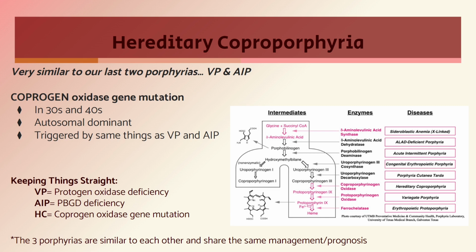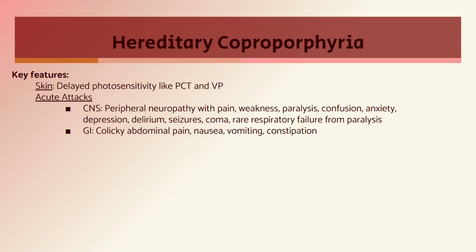This is an autosomal dominant mutation as well, triggered by the same things. So keep those drugs in mind that we mentioned with VP and AIP, as well as the other findings. They all share the same management and very similar prognosis, as well as the skin findings. HCP can actually have a delayed photosensitivity, so that's what throws it differently from AIP and makes it more similar to VP. They're not the most predominant factor, and they're a little delayed, but they are still photosensitive.